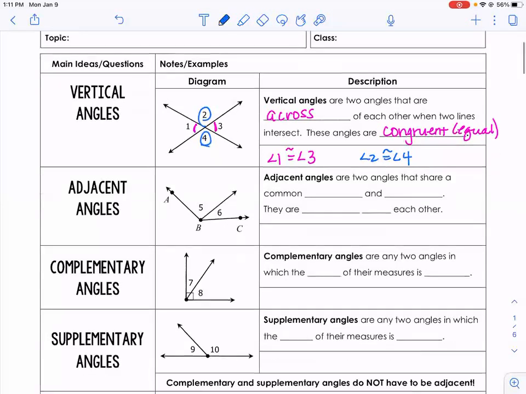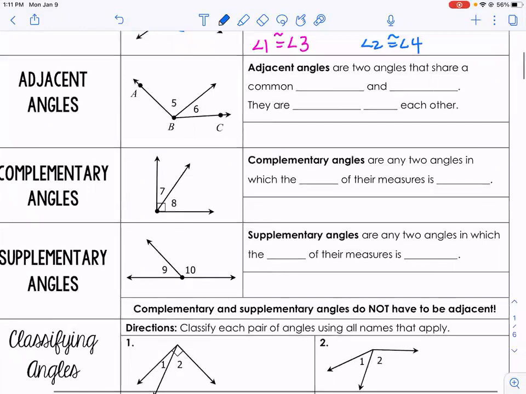Ready? Adjacent angles. Any guesses as to what adjacent means? I'm sure you've heard the word adjacent before, right? Miss Rue's room is adjacent to mine. They're side by side. They're next to. What do Miss Rue and I share? A wall. Our rooms share a wall.